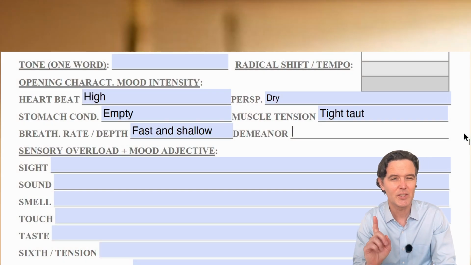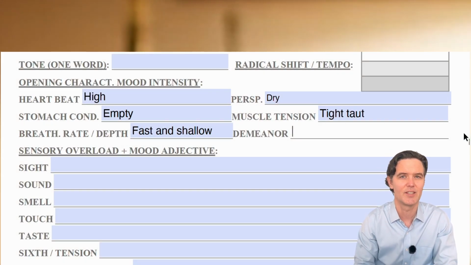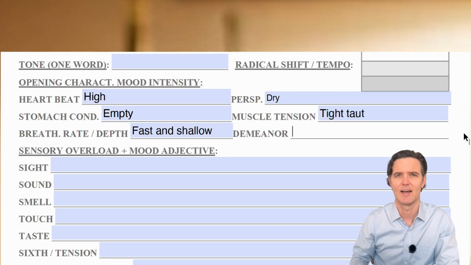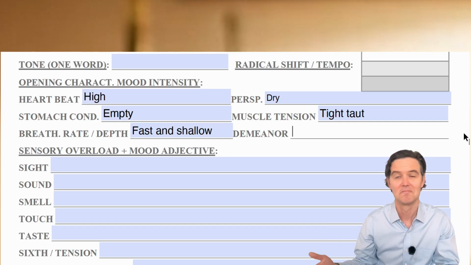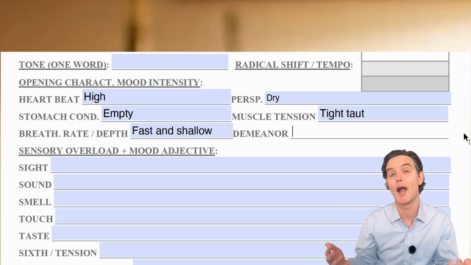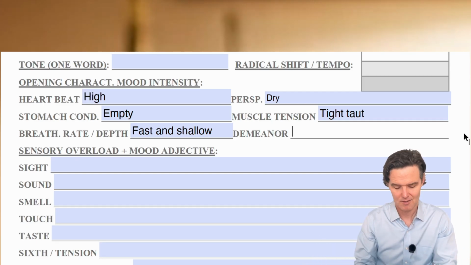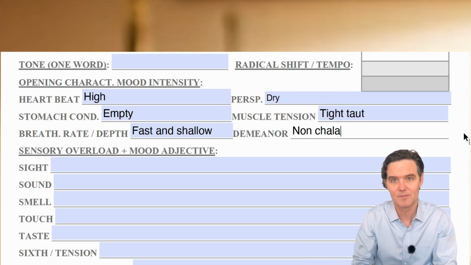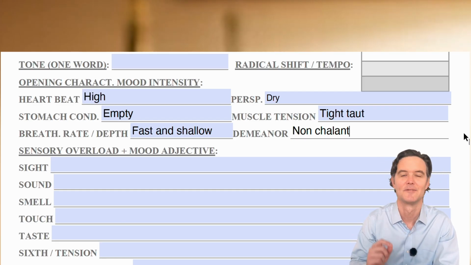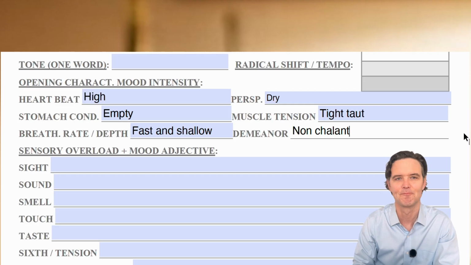So, the reason I put demeanor in here is this person is starving to death. He really wants this sandwich, but maybe he comes in smiling, putting on an air of relaxation, right? So we'll say nonchalant, just kind of interesting. But you know that something else is going on physically.